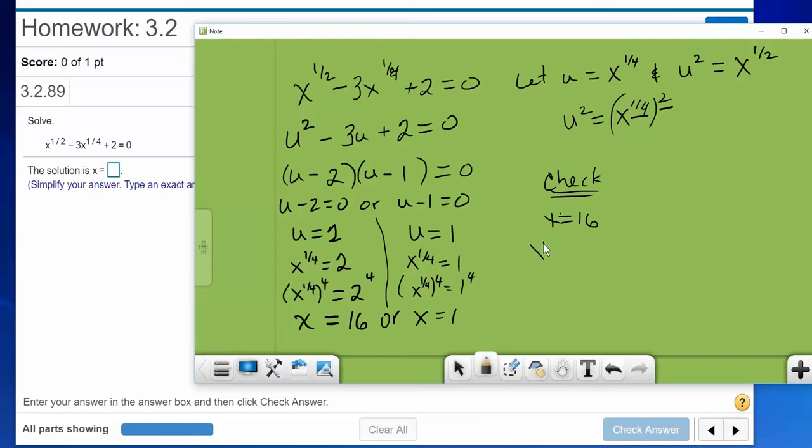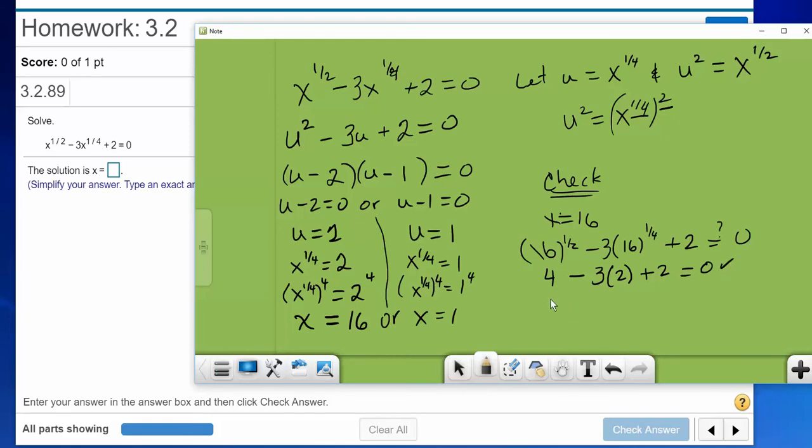So we got 16 to the 1/2 minus 3, 16 to the 1/4 plus 2. Does that equal 0? So 16 to the 1/2 power, you can think of that 1/2 as square root, so that's 4. 16 to the 1/4, that's the 4th root, so that's 2. And then plus 2. So we get 4 minus 6 plus 2 is 0.